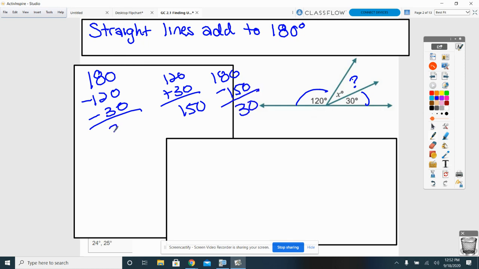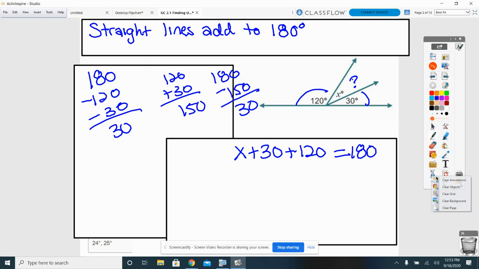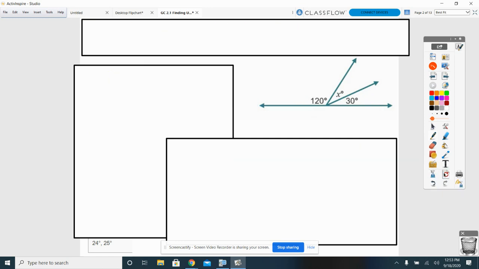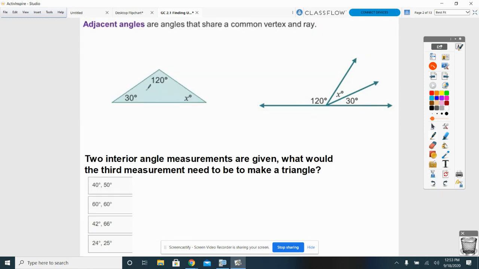I didn't finish this one, did I? Or you could write x plus 30 plus 120 equals 180 and solve it that way. And what's interesting about these two guys is that these angles are the same. If I was to rip off the corners of these triangles and put them together, they would make a straight line.